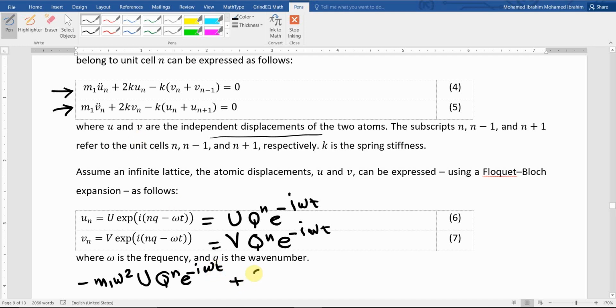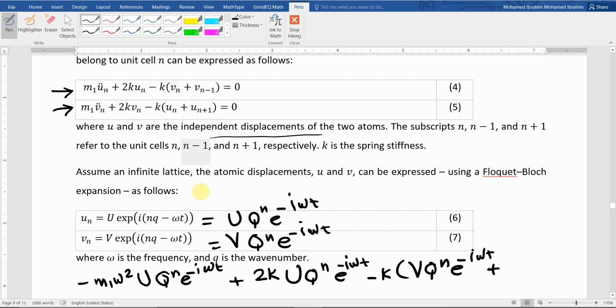Plus the second term, which is 2K, just a constant, times Un, which is U q to the n, e to the negative i omega t. And the negative K times Vn, which is V times q to the n, e to the negative i omega t, plus the Vn negative 1 term, which should be V as well.